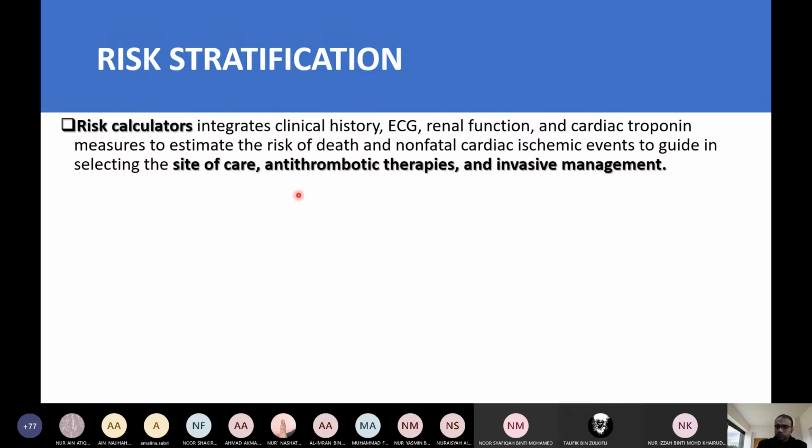For risk stratification, we have so many risk calculators that take into account many aspects and many findings in the assessment of patients with ACS.